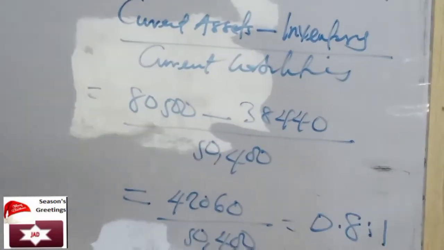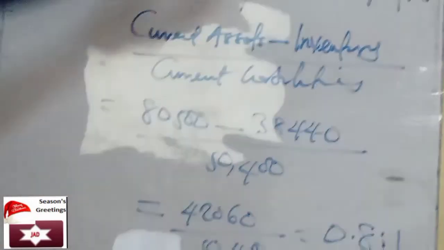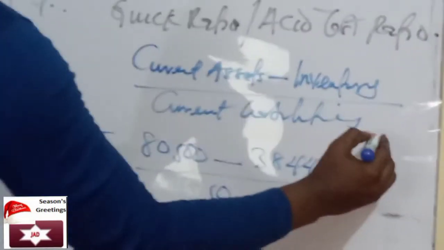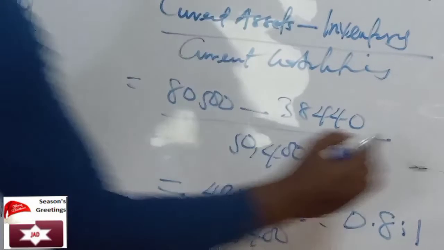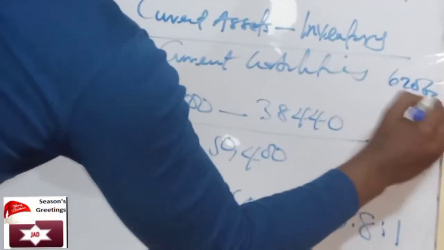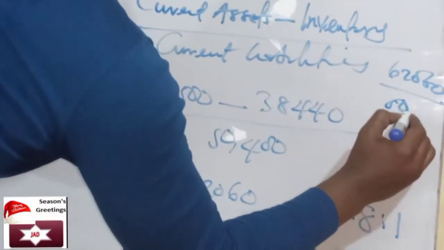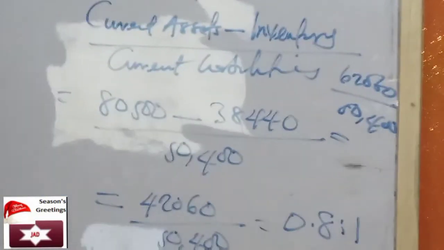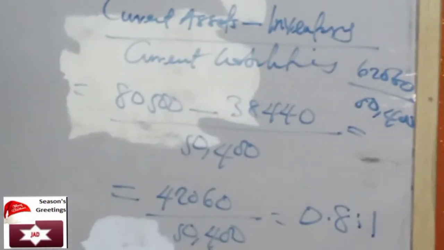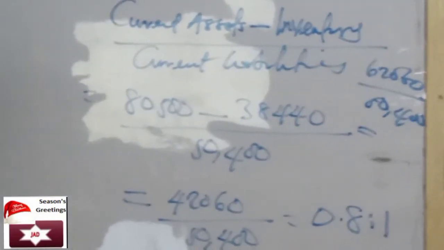In the same vein, if we come here and improve our quick ratio by the same cash increase, if you put 20,000 on this, now that will be 62,060 over 50,400. That will improve our quick ratio as well. So when we say 62,060 divided by what?